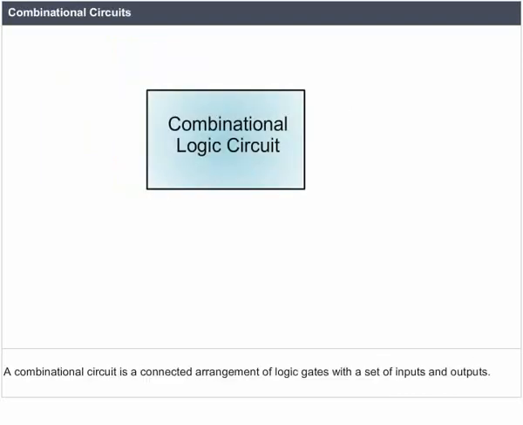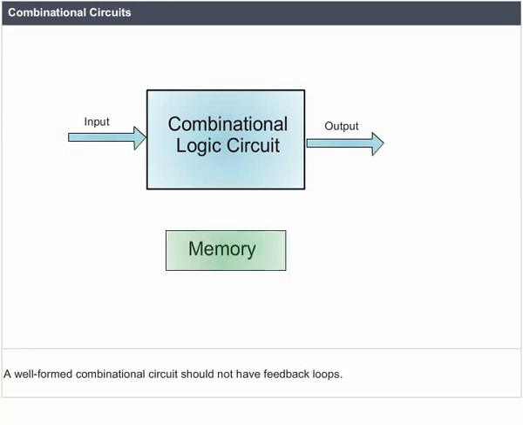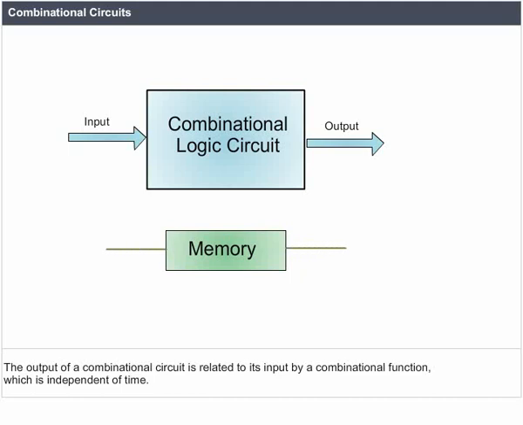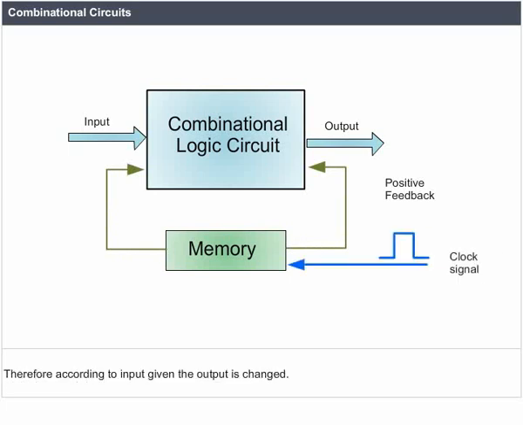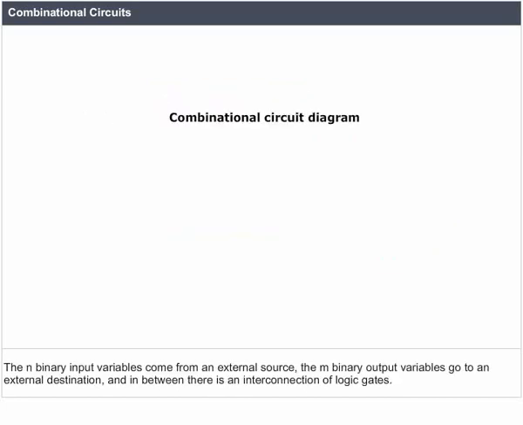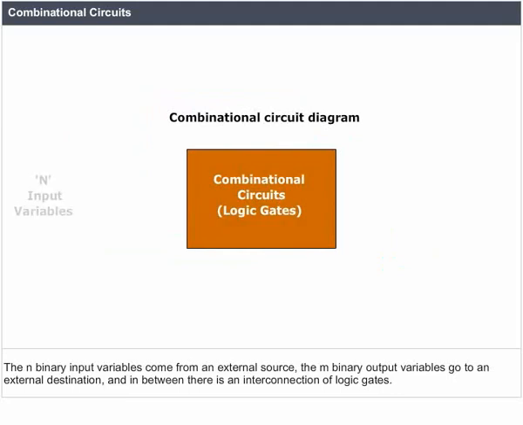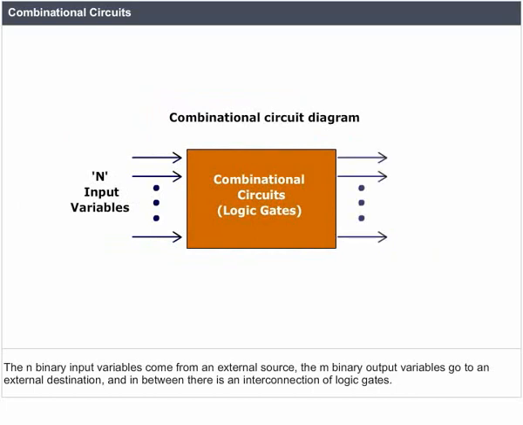Combinational circuits. A combinational circuit is a connected arrangement of logic gates with a set of inputs and outputs. A well-formed combinational circuit should not have feedback loops. The output of a combinational circuit is related to its input by a combinational function which is independent of time. Therefore, according to the input given, the output is changed. The n binary input variables come from an external source. The m binary output variables go to an external destination, and in between there is an interconnection of logic gates.